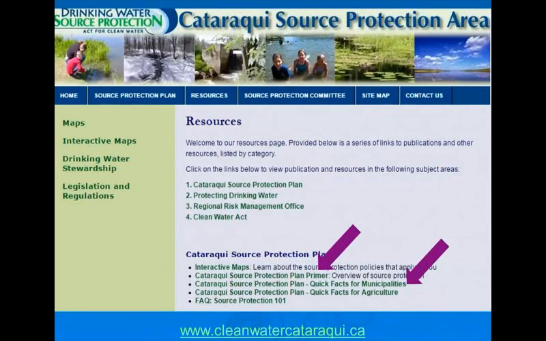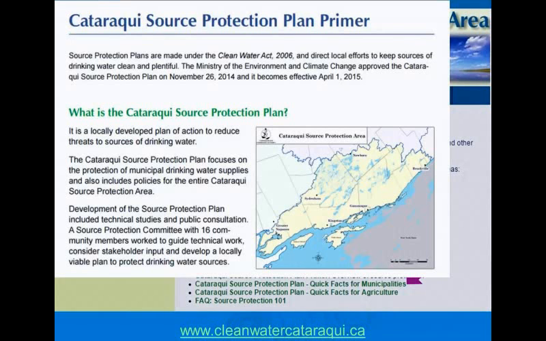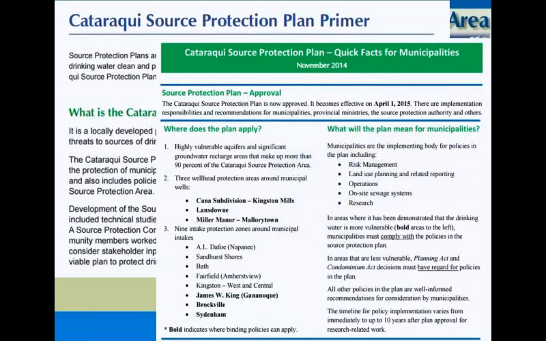The Source Protection Plan Primer provides an overview of the Cataraqui Source Protection Plan and its purpose, the benefits of protecting source water, gives examples of drinking water threats in the Cataraqui Source Protection Area, and identifies how the plan will be implemented. Quick Facts for Municipalities provides a one-page summary of where the Source Protection Plan applies and how it will impact municipalities, as well as providing a brief summary of local source protection efforts to date.